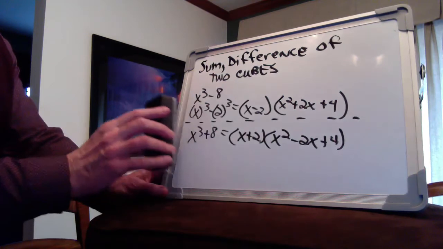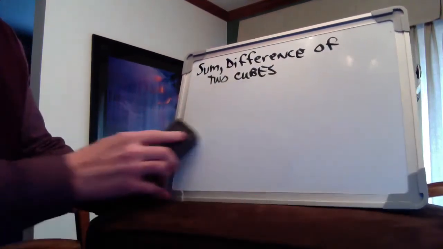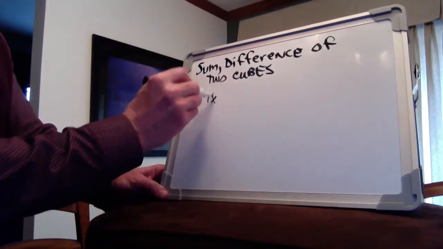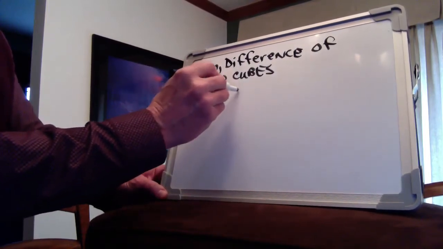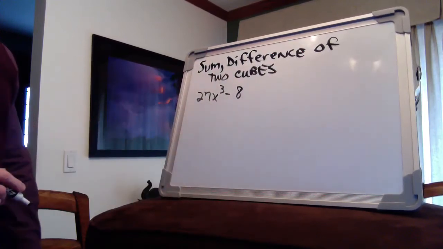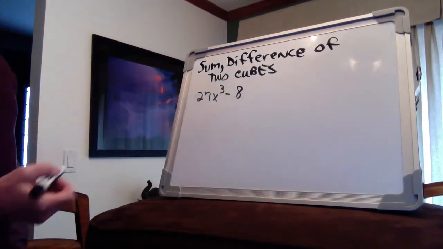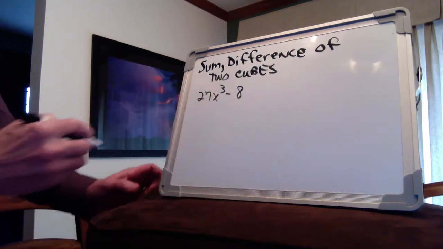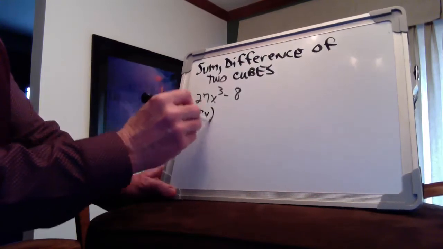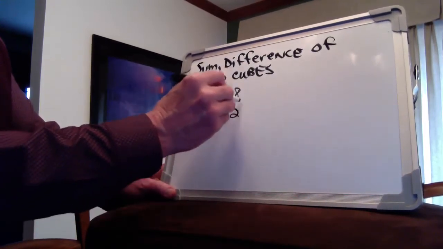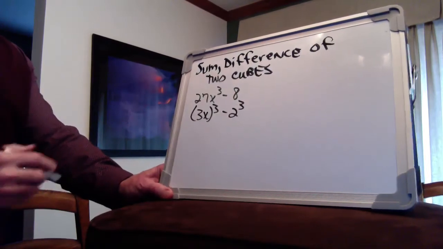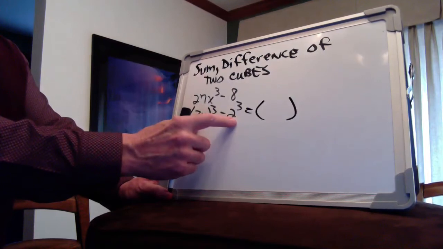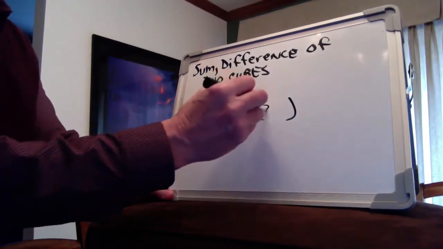One more thing, I want to give you a little more complex problem. So if you have something like this, 27x cubed minus 8, do both of these two terms have to represent perfect cubes? Which they do. So then when I put it in the factored form, these two terms remain the same, as well as the sign for your binomial.